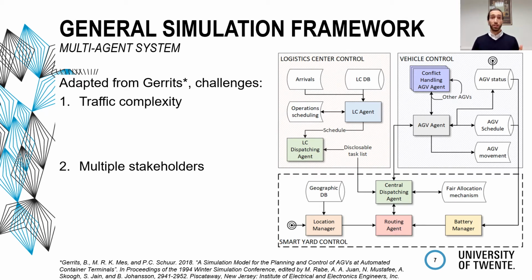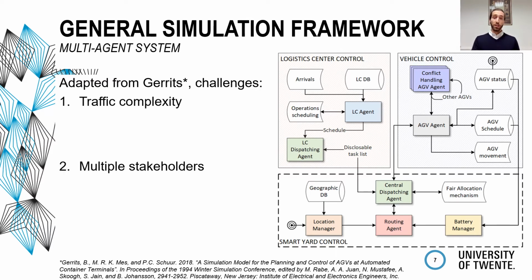And the logistics centers deal with scheduling operation and sending tasks, requests for transportation tasks to the central dispatching agent. Of course, the logistics center control and vehicle control are instantiated for each logistics center and vehicle.